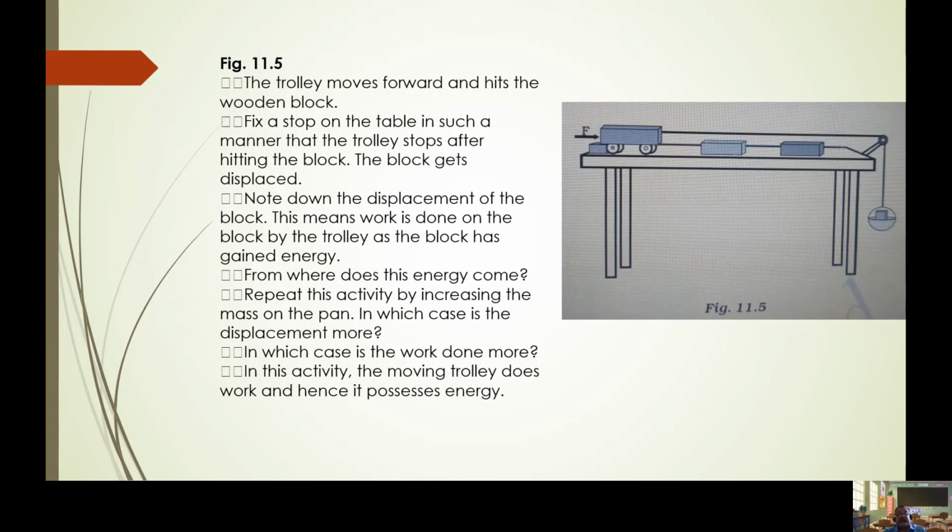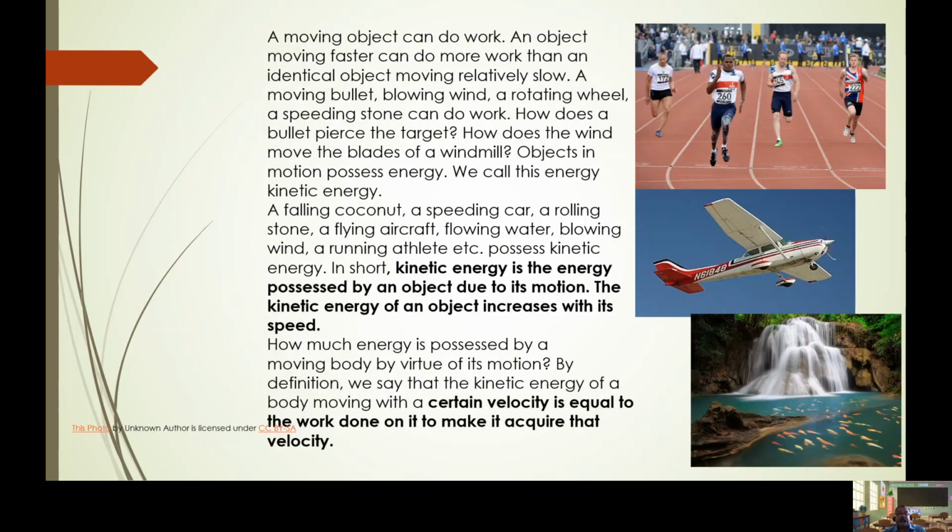Repeat this activity by increasing the mass on the pan. In which case is the displacement more, in which case is the work done more? In this activity, the moving trolley does work and hence it possesses energy. A moving object can do work. An object moving faster can do more work than an identical object which is moving relatively slowly.